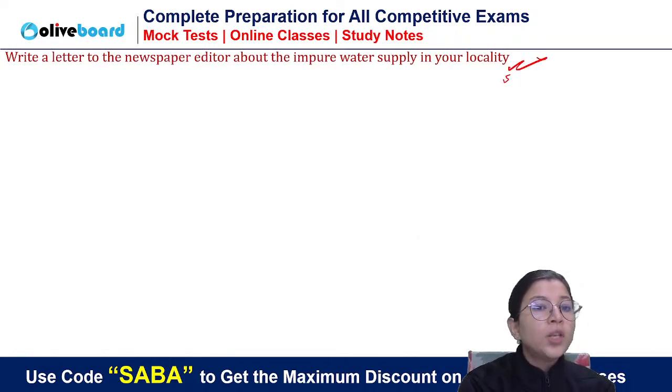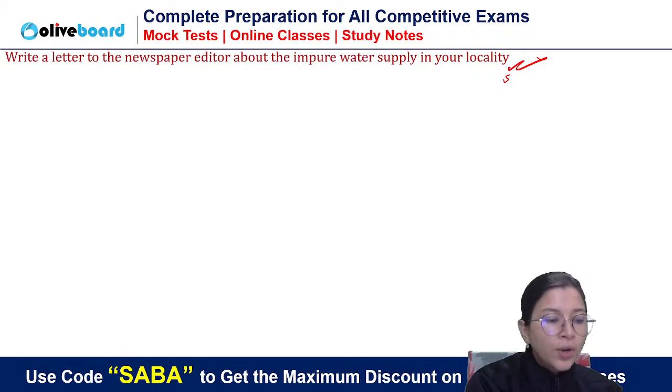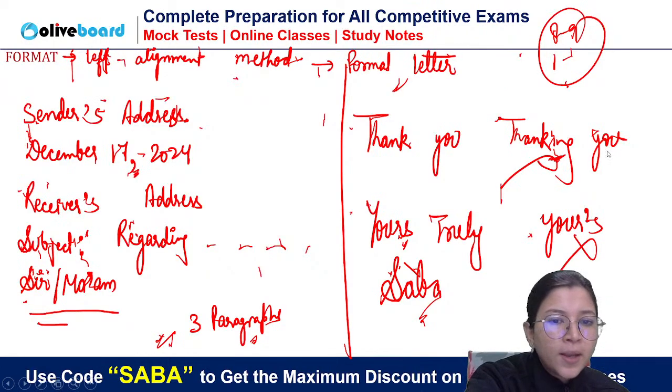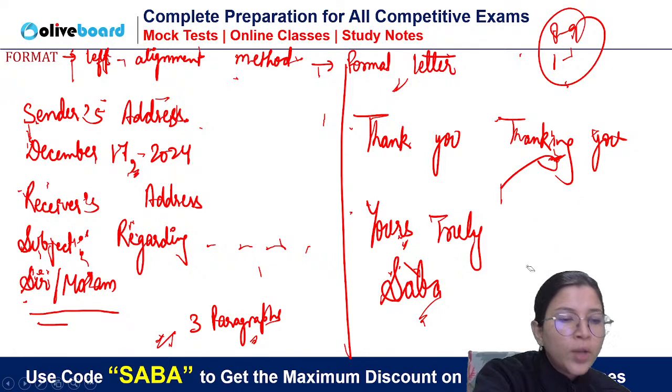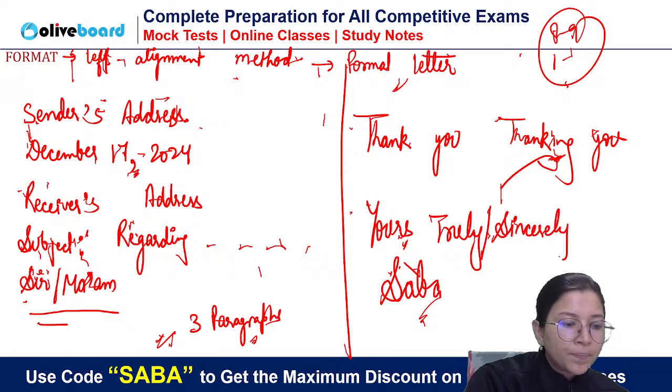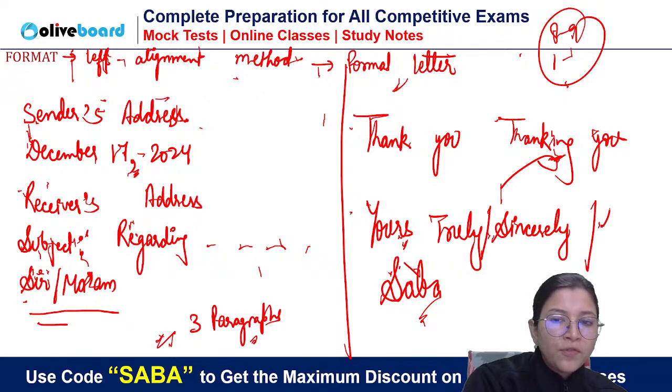What is the question? Write a letter to the newspaper editor. Generally, sincerely, you can write, yes. There is a choice. You can write yours truly. You can write yours faithfully. You can write yours sincerely. Do not write obediently. It doesn't look good. But yes, you can use the word sincerely. You can use the word faithfully.